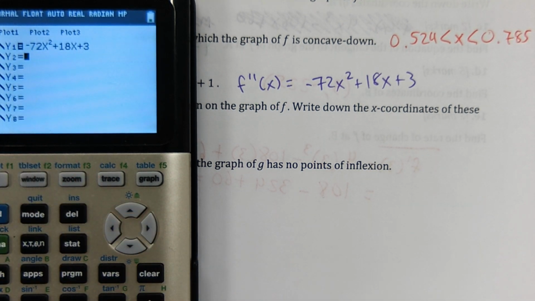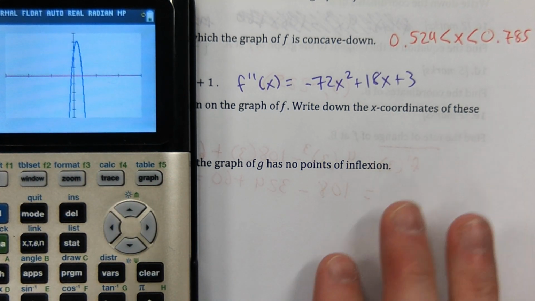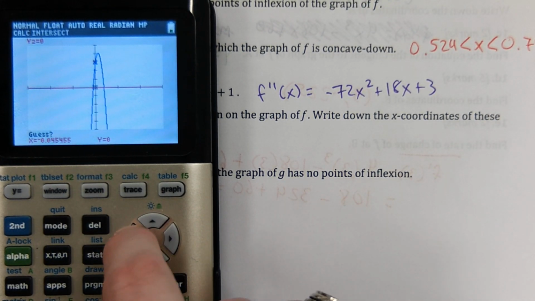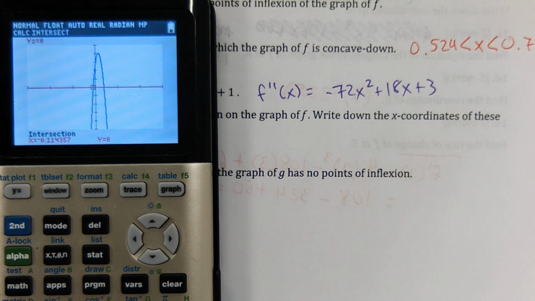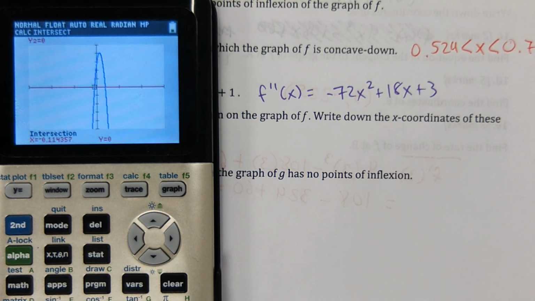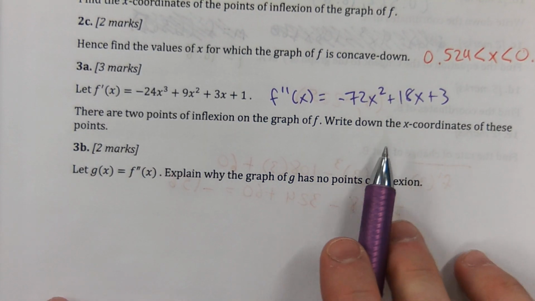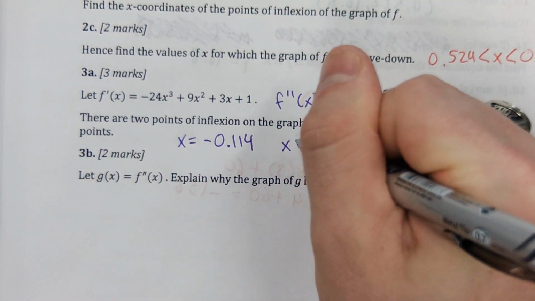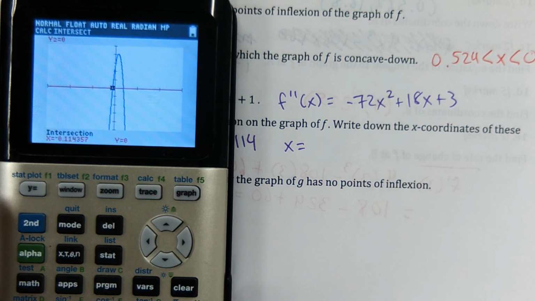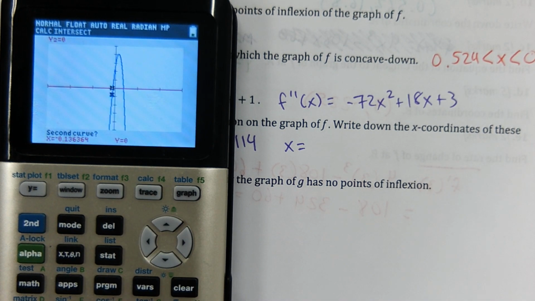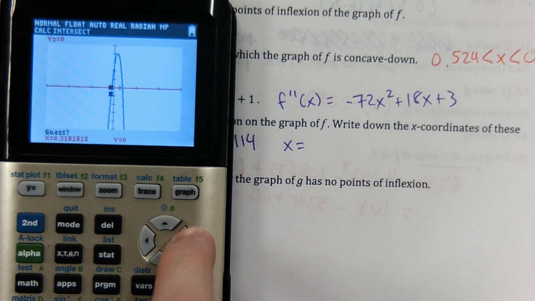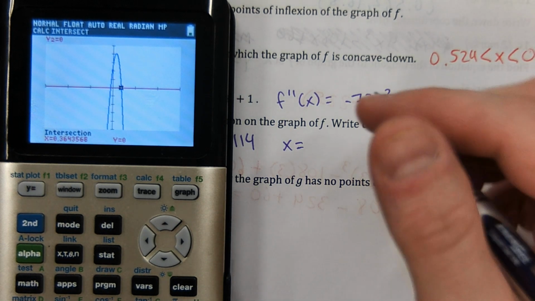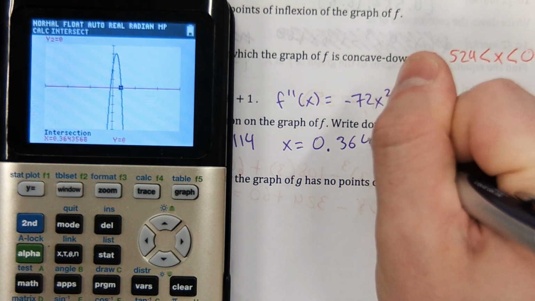So y equals 0 graph, and we will just find our 2 zeros with second trace intersect. Second trace intersect is 5. Yes, yes. Scroll. There's one of them at x equals negative 0.114. It says the x-coordinates. Let's find the other one. Second trace 5, yes, yes, scroll, enter. 0.364. There it is.